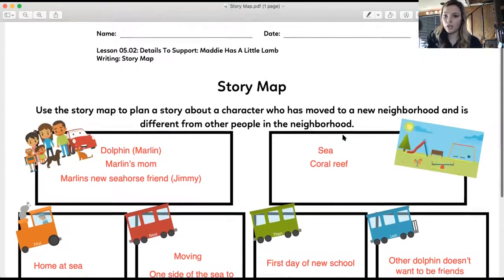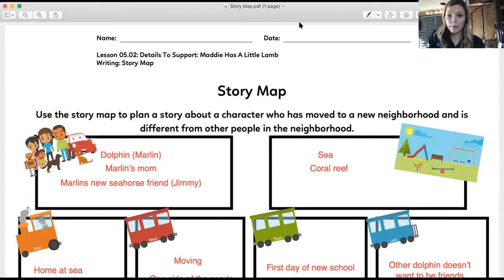So that is simply all you have to do for your story map. It can have as much detail as you want it to, or it can have as little detail as you want it to, just as long as you know what things you want to add more details to and add to that clean copy writing when it comes to it.